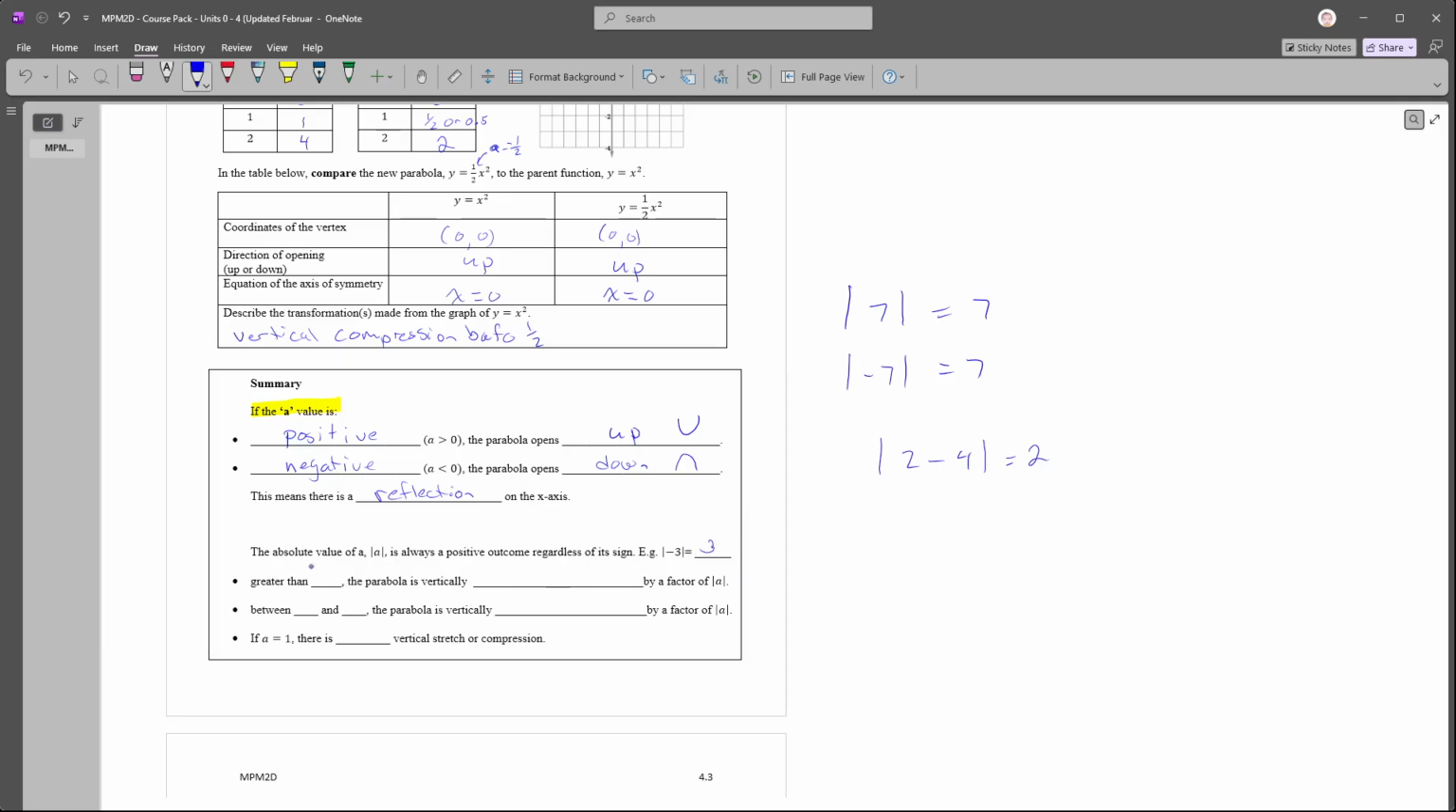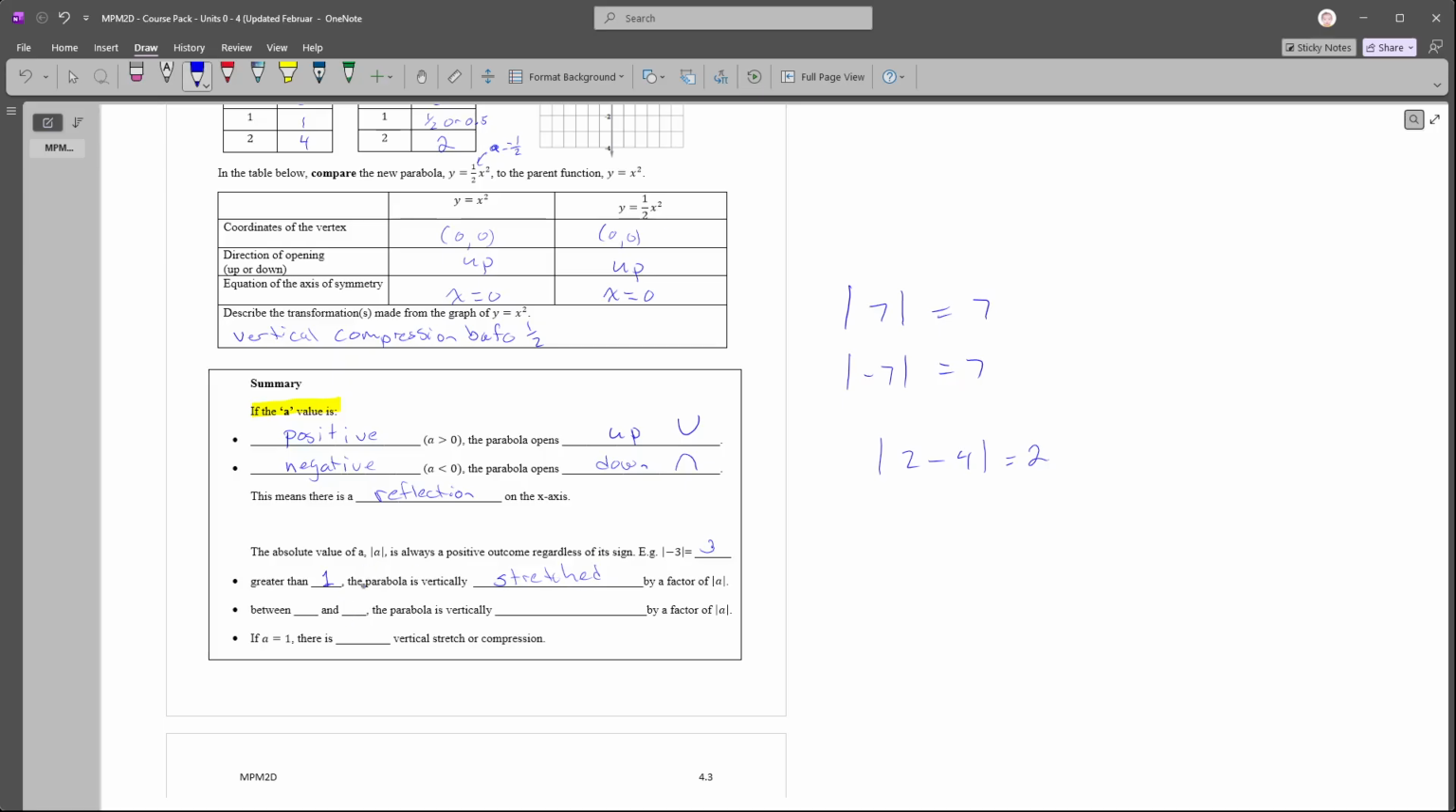So how does that help us? Well, remember, if the a value is greater than 1, that means the curve is being vertically stretched by a factor of the magnitude of a, or absolute value of a. So it's vertically stretched, it's being pulled. It's like you're grabbing every y value and pulling it up.